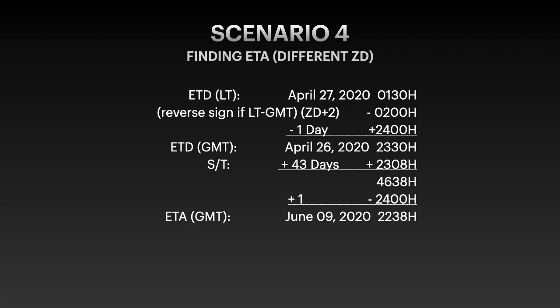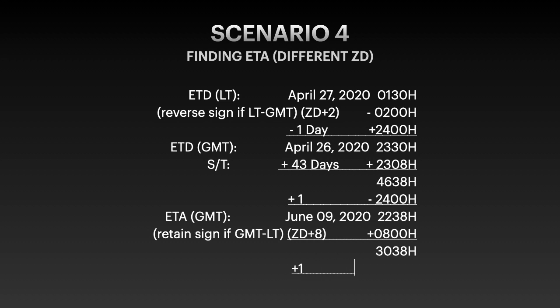2238 hours. So, para ma-convert naman siya into local time dun sa ating port of arrival, ang gagawin lang natin is i-retain yung sign kung GMT to local time tayo. In our case, zone description natin is +8, so mag-a-add tayo ng 0800 hours. Ang magiging sagot ay 3038 hours. So, nakita naman natin na lumampas na siya ng 24 hours, kaya mag-a-add na ulit tayo ng 1 day and magma-minus tayo ng 24 hours sa time. So, ang estimated time of arrival natin in local time is June 10, 2020, 0638.